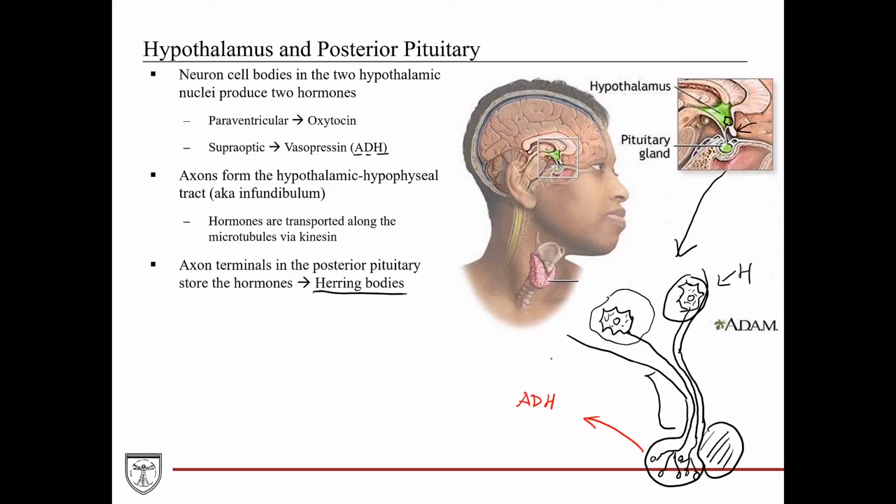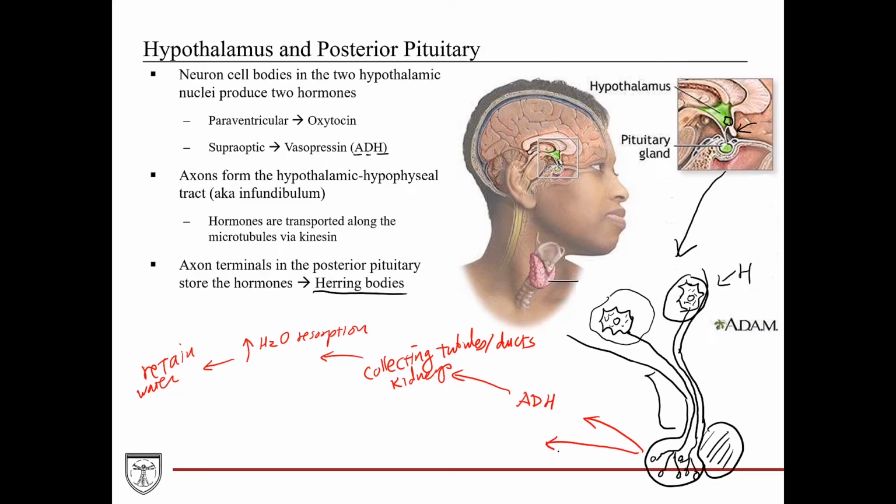The ADH or vasopressin have their receptors in the kidneys, in the collecting tubules and ducts of the kidneys. In response to ADH, the collecting tubules and the ducts within the kidneys will increase the water resorption, thereby retaining water within the body. The other hormone secreted by the posterior pituitary gland is oxytocin, which is involved in generating the feeling of love, pair bonding, as well as uterine and mammary gland contraction, which aids in childbirth and lactation.